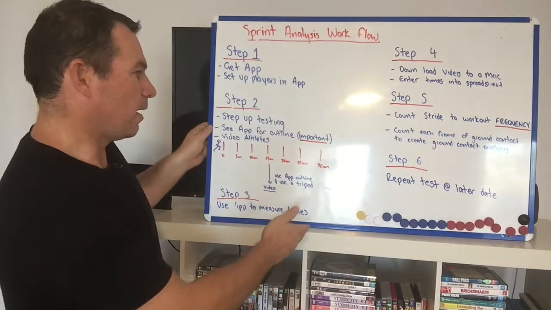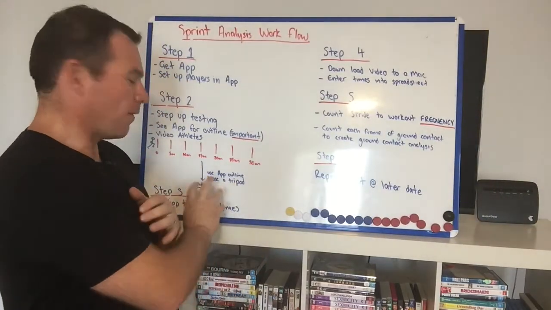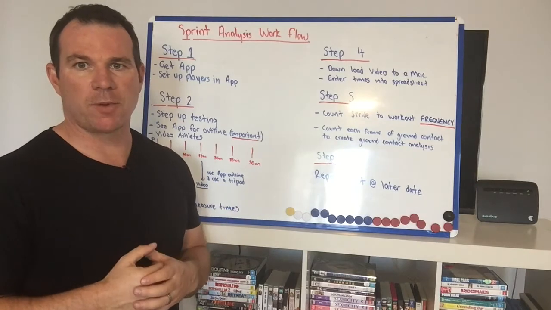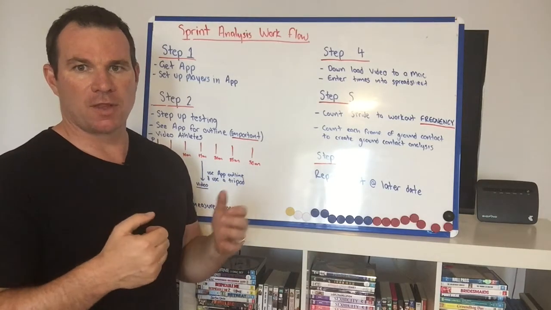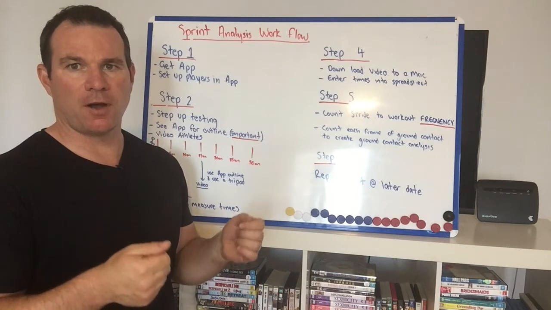Now let's move on to step 4. So you've actually used the full capacity of the My Sprint app. You've measured their time, so you've got times for 5, 10, 15, 20, 25 and 30.